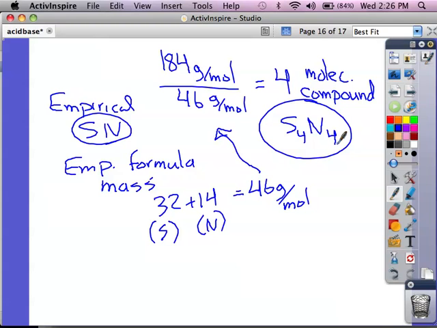If you just have the ratio, there's any number of combinations. You could have S1N1, you could have S3N3, all the way down the line. If you just are given the molar mass of an unknown compound, there's lots of different things that can have the same molar mass. When you have both the empirical and the molar mass, you can figure out what is the actual molecular compound. Experimentally, this is how a lot of things have been determined in the past.